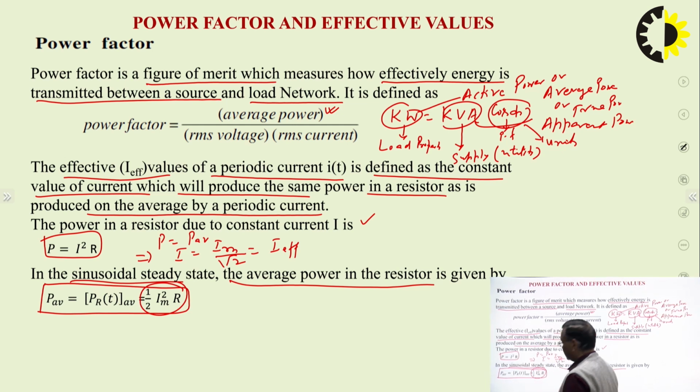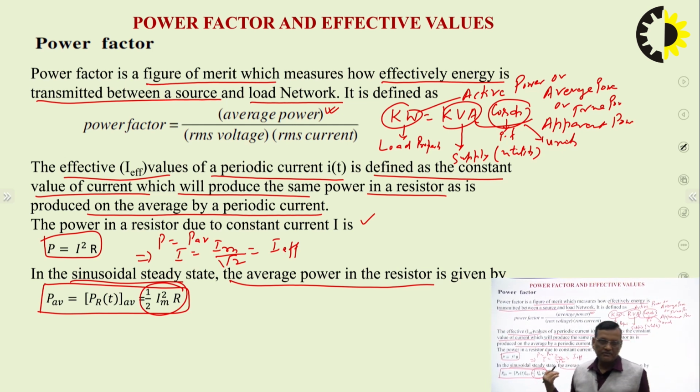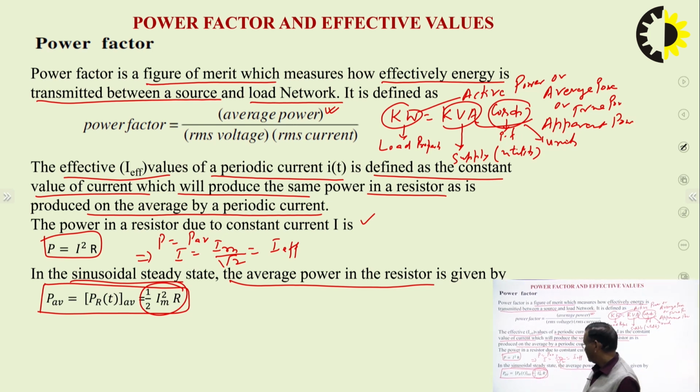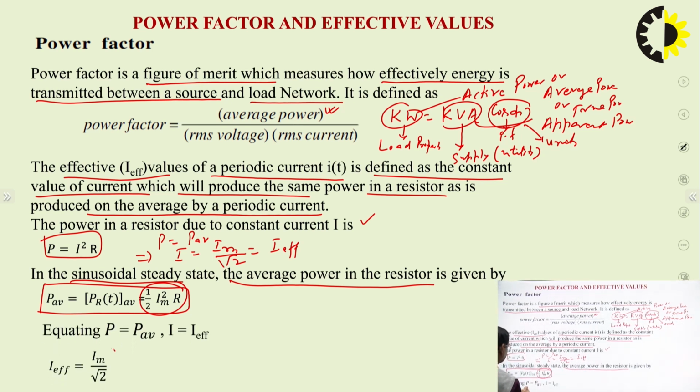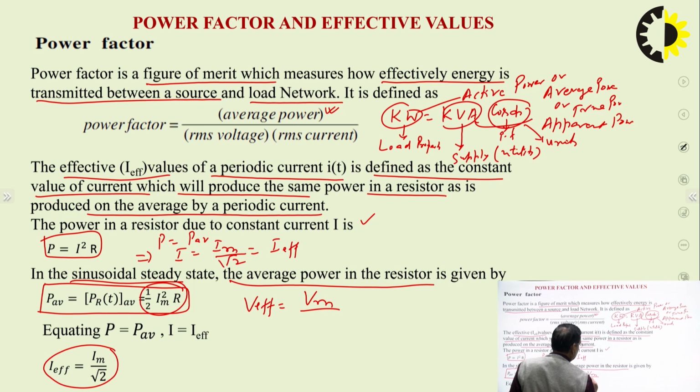So I effective is nothing but the ratio of maximum current divided by root 2. So, equating, we get this. So this is the average power. Similarly, we can define V effective. So V effective is Vm upon root 2. So these are the effective values of current and voltage, the maximum value divided by root 2.